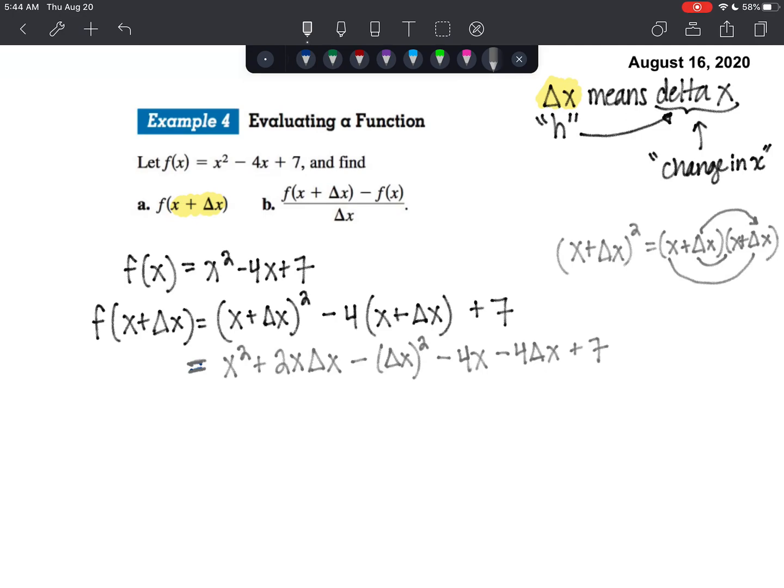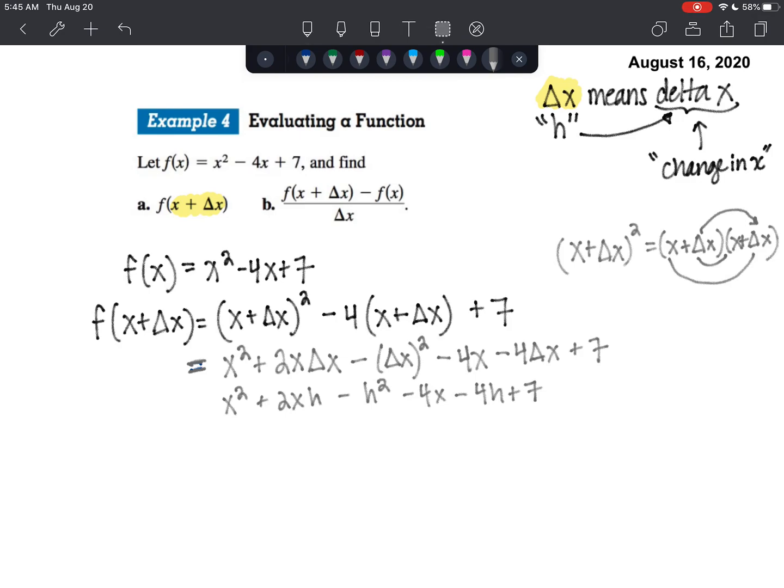Now I'm going to look to see if anything combines. I don't have any other x squareds. I don't have any other delta x's. I do. I have a 2x delta x. Nope. And I've got a negative 4 delta x. So I would need this to have an x in front of it for it to be like terms. Now if this confuses you a little bit, you could just think of this as an h. You can say, okay, well, wait, let me just substitute that h in there. So that would be h squared minus 4x minus 4h plus 7. Does anything combine? No, nothing combines.